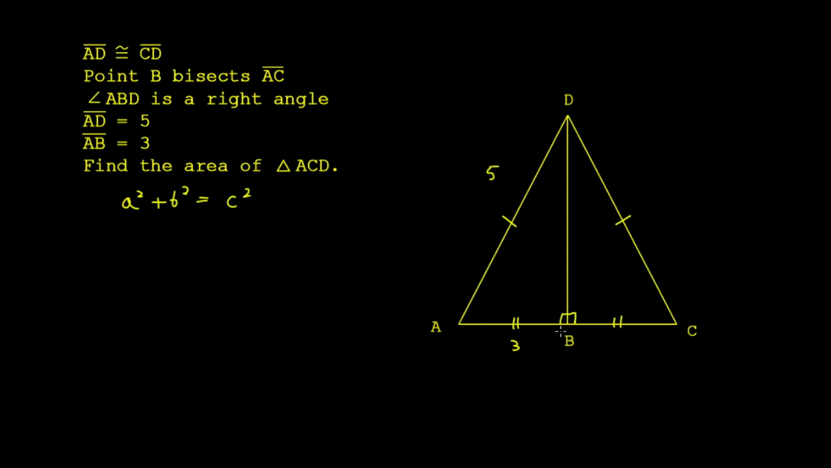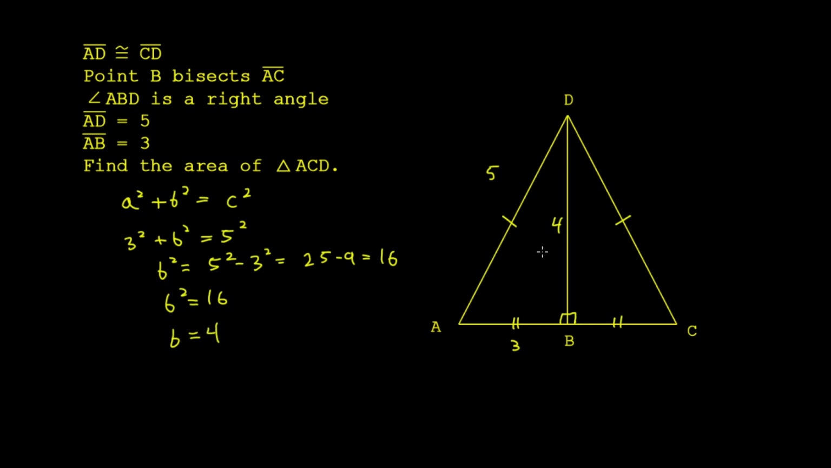So let's say this is A. So 3 squared plus B squared equals 5 squared, the hypotenuse. So B squared equals 5 squared minus 3 squared, which is 25 minus 9, which is 16. B squared equals 16, so B equals 4. So this side is 4. If you know your Pythagorean triples, you already know 3, 4, 5.